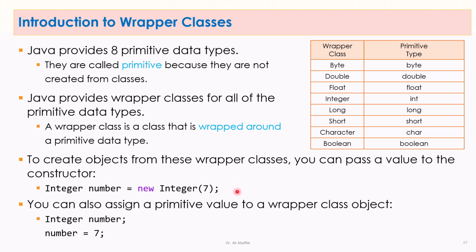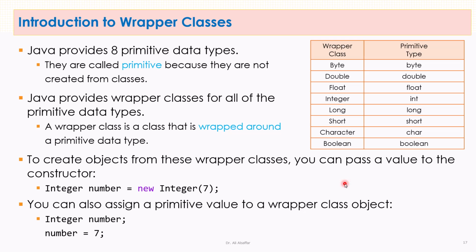After you create the object, you can use the object exactly the same way as using the primitive data type. You can simply assign a value, for example, number equal to 7. You can add a value to number. You can increment number by saying number plus plus, and so on. The same operations that you do on the primitive data type, you can apply them on the object of the primitive data type.